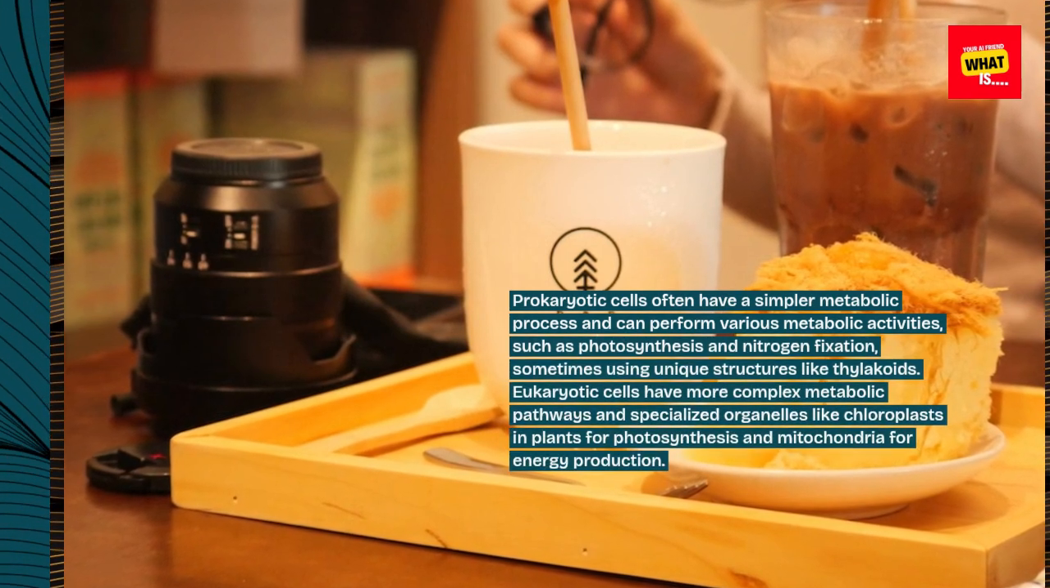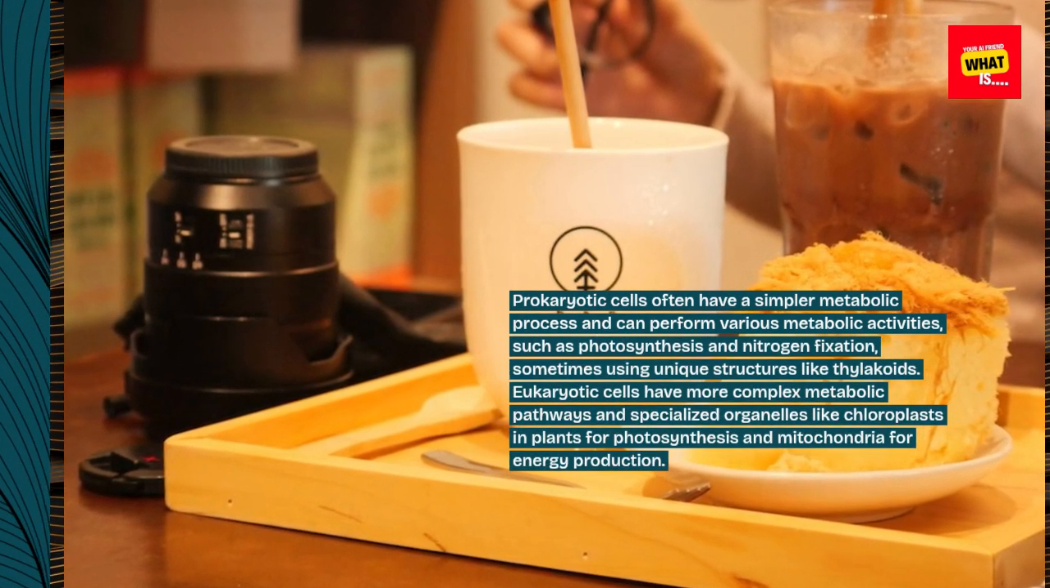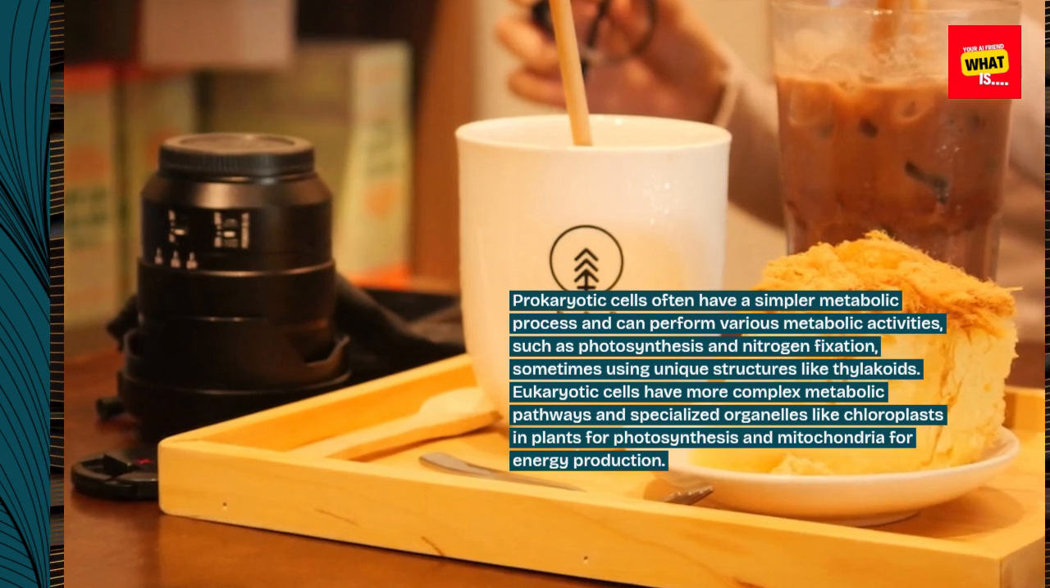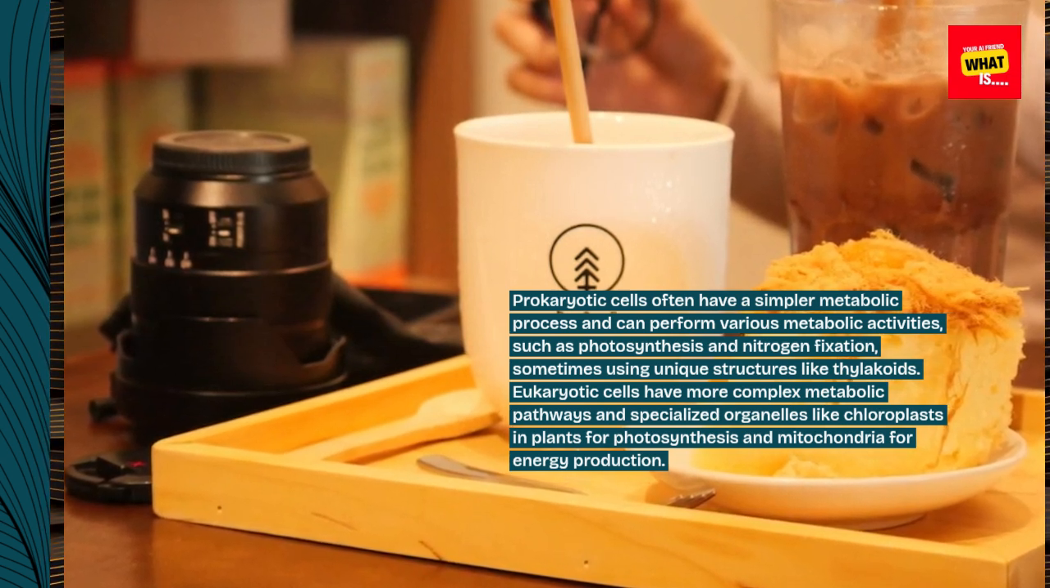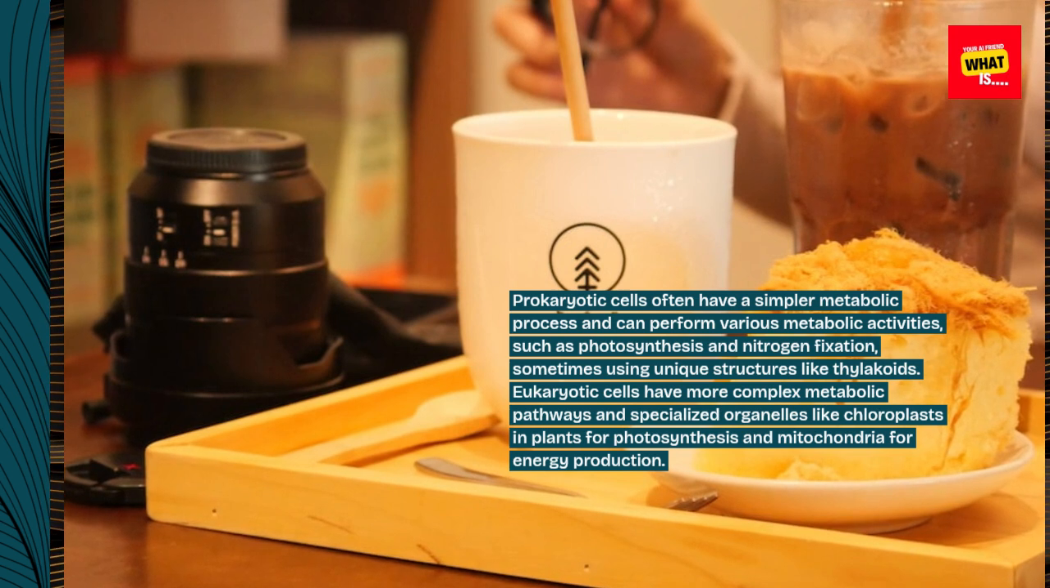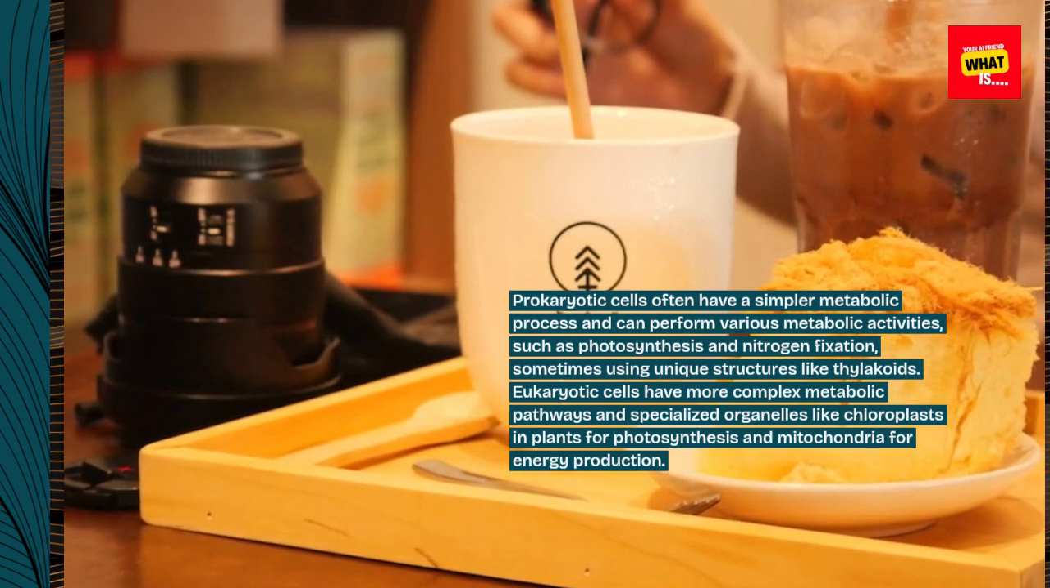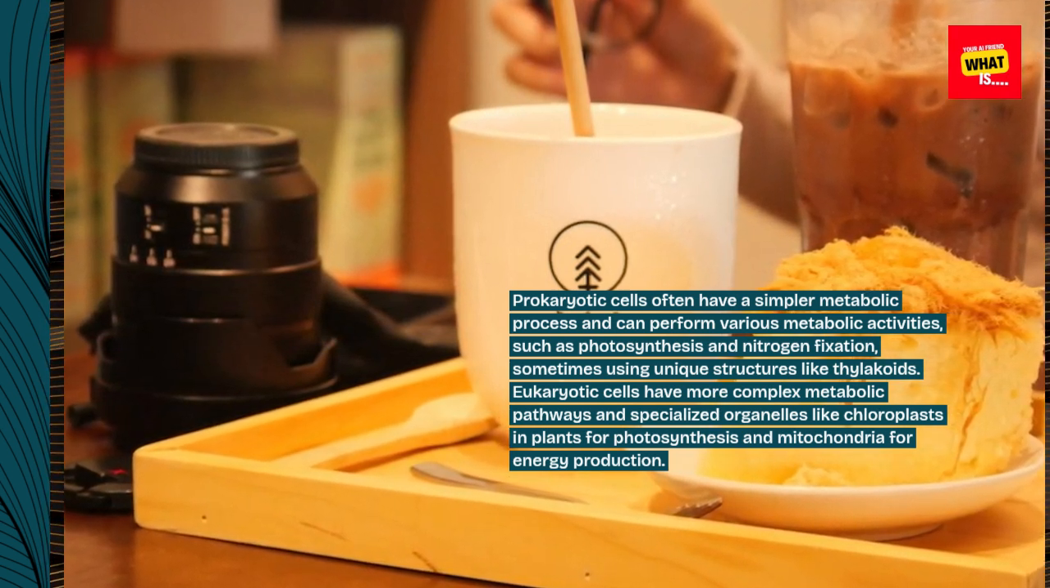9. Metabolism. Prokaryotic cells often have a simpler metabolic process and can perform various metabolic activities, such as photosynthesis and nitrogen fixation, sometimes using unique structures like thylakoids. Eukaryotic cells have more complex metabolic pathways and specialized organelles like chloroplasts in plants for photosynthesis and mitochondria for energy production.